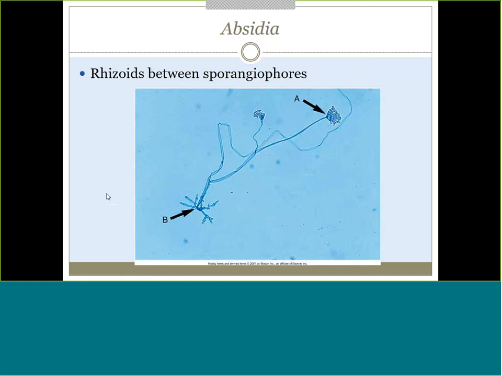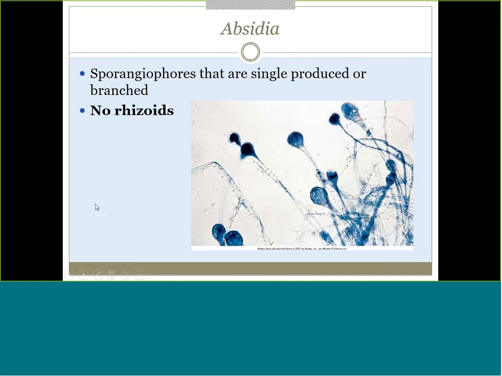Absidia will have rhizoids between the two sporangiophores. So in this case, you see there's two sporangiophores. One is lettered A, and then there's another one here. And right between those two is the root-like structure lettered B there. So it is in between. It's not the best picture, but it is in between those two sporangiophores. So know that for Absidia, it occurs between.